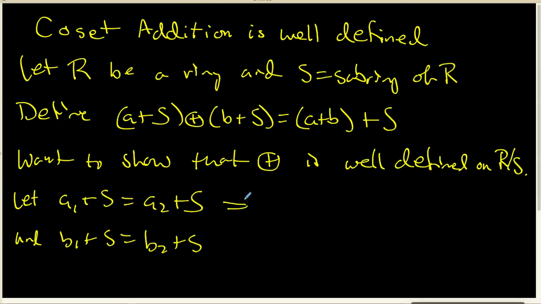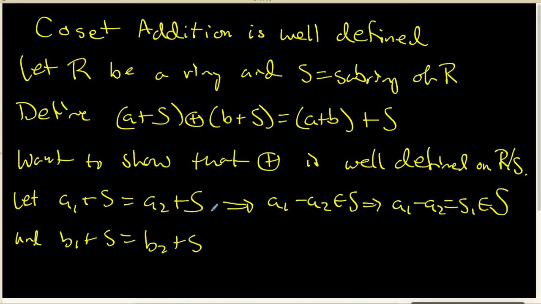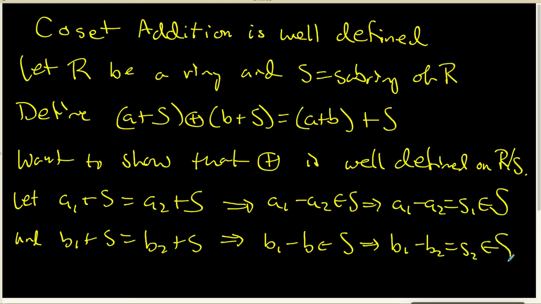Now, the top one tells us that A1 minus A2 belongs to S. In other words, we can write A1 minus A2 is equal to some little s1 inside the subring S. And our second equation is going to tell us that B1 minus B2 belongs to S, which is the same thing as being able to say that B1 minus B2 is equal to some little s2 belonging to S.